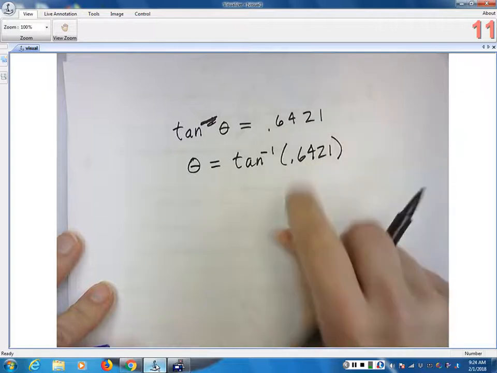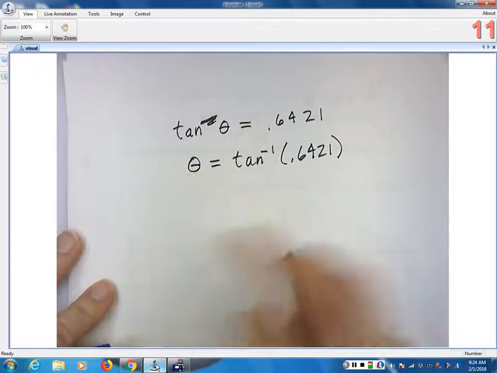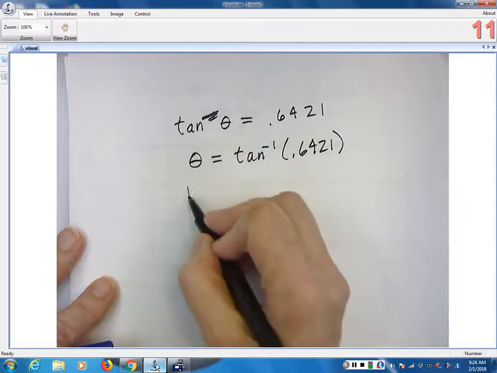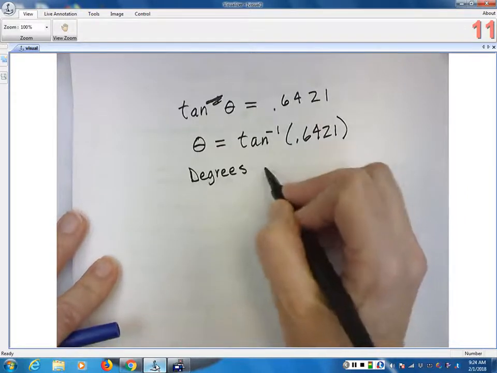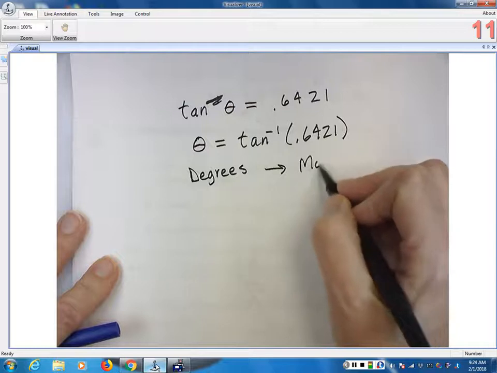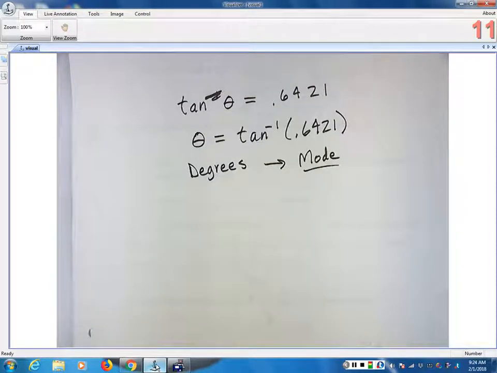Now, this is a number, and if we want degrees, we have to make sure our calculator is in degree mode. Make sure the mode is set to degrees. So, say I was going to do this problem, and what does tangent inverse mean?